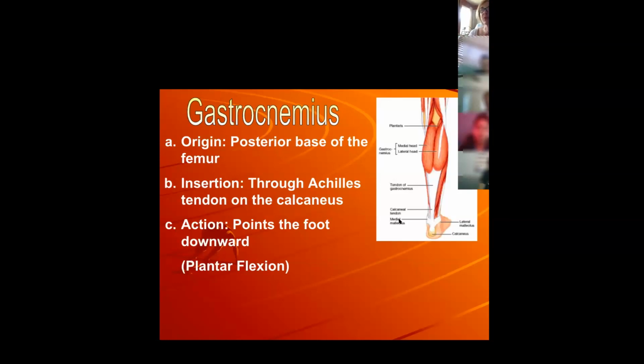So the gastroc is your primary mover when pointing the toe. It is the one most prominent when like standing on your toes. It's the bulkiest of the muscles in your calf. Okay, we can see 2 bellies or 2 heads of the gastrocnemius here. So it's going to insert through the Achilles tendon of the calcaneus, the heel bone.